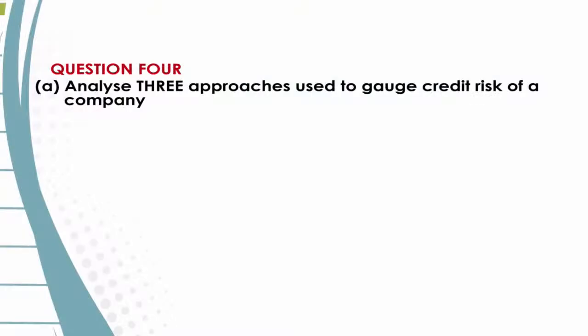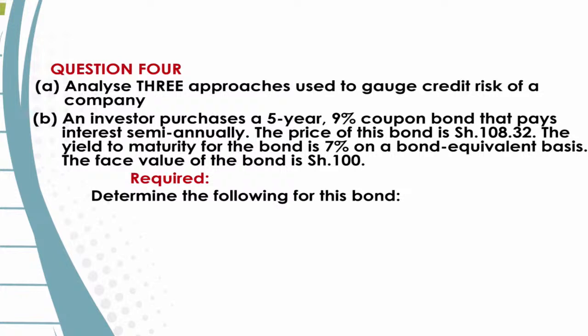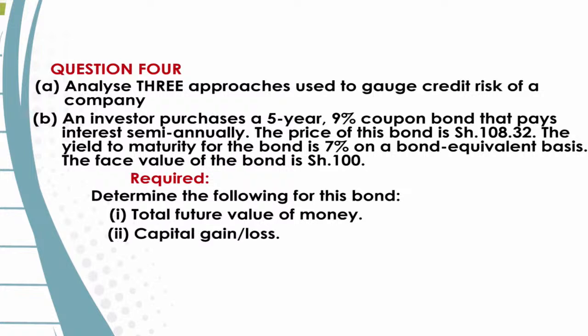Part B reads: an investor purchases a 5-year 9% coupon bond that pays interest semi-annually. The price of this bond is 108 shillings and 32 cents. The yield to maturity for the bond is 7% on bond equivalent basis. The face value of the bond is 100 shillings. Required, determine the following for this bond. Roman 1, total future value of money, 2 marks. Roman 2, capital gain or loss, 1 mark. Roman 3, reinvestment income, 3 marks.